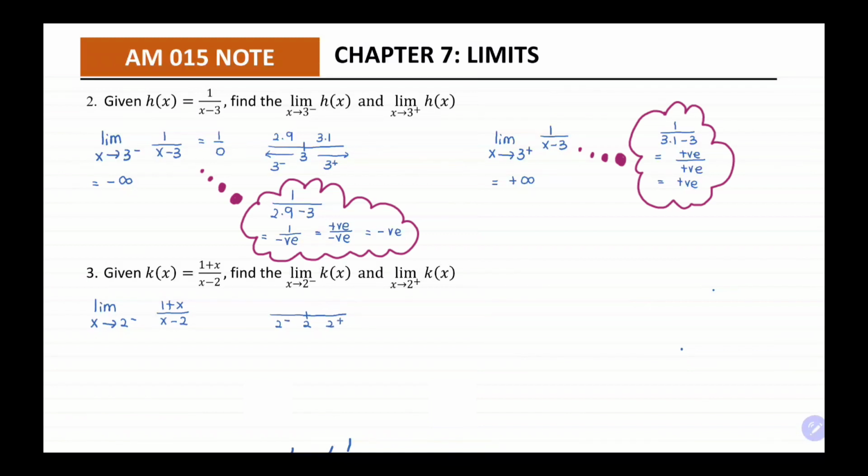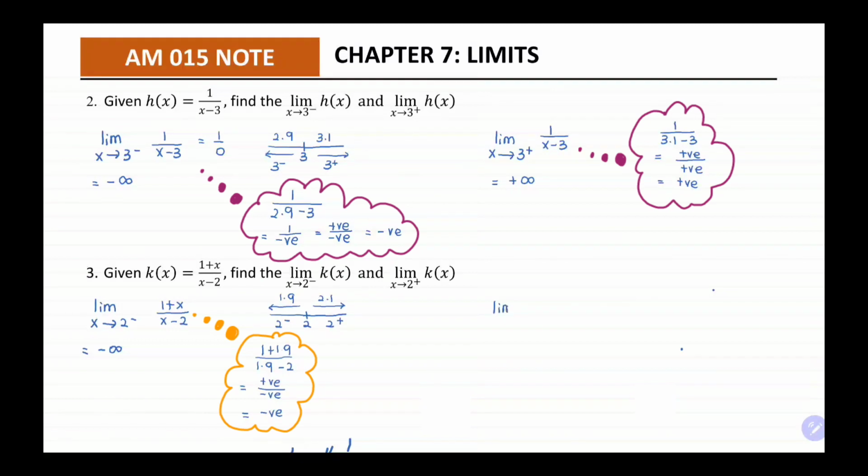Okay, a number 2 from the left is 1.9. And a number for 2 from the right is 2.1. Okay, so we imagine 1 plus 1.9 over 1.9 minus 2. So we get the numerator as positive and the denominator a negative number. So positive over negative is a negative number. So the conclusion, the answer is negative infinity.